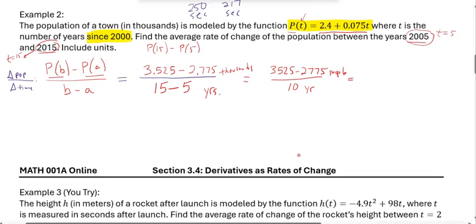And so what was our change in people? Let's do a little subtraction. 3,525 subtracting 2,775. They gained 750 people, and they did that over a matter of 10 years. And so if you do the division there, you can see that would be 75 people added to the population per year. All right, so that is our average rate of change for this population. That's how you would use that formula.